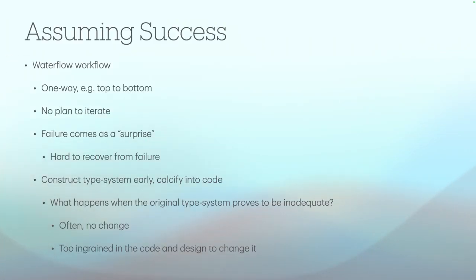Let's examine what happens when we make this assumption. When assuming success, we are engaging in a waterfall workflow, one way, top to bottom, with no plan to iterate. Failure comes as a surprise and is hard to recover from. We construct type systems early and calcify them into our code. What happens when that original type system proves inadequate? Often, there's no change because it's too ingrained in the code and design.